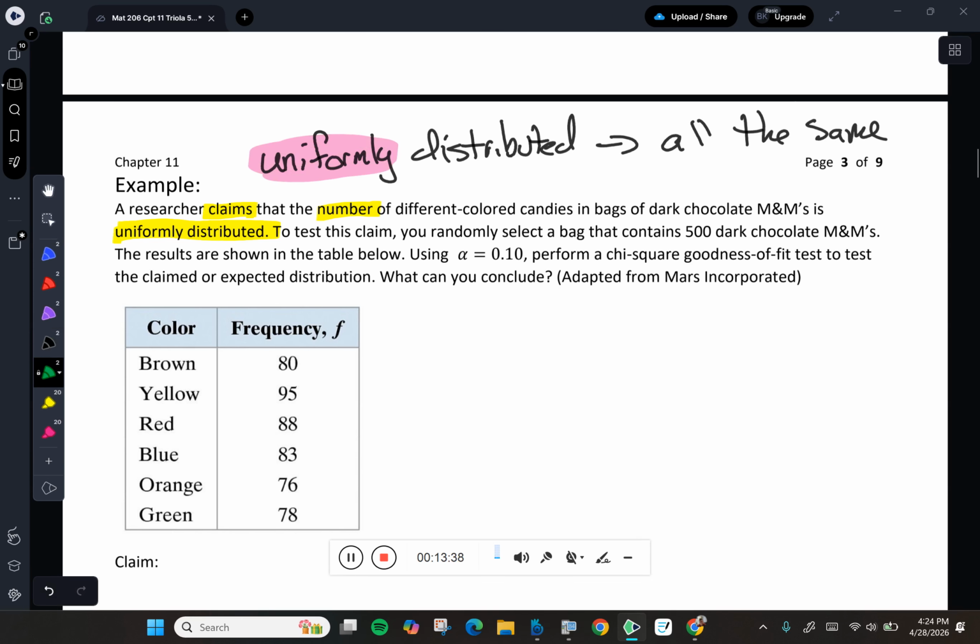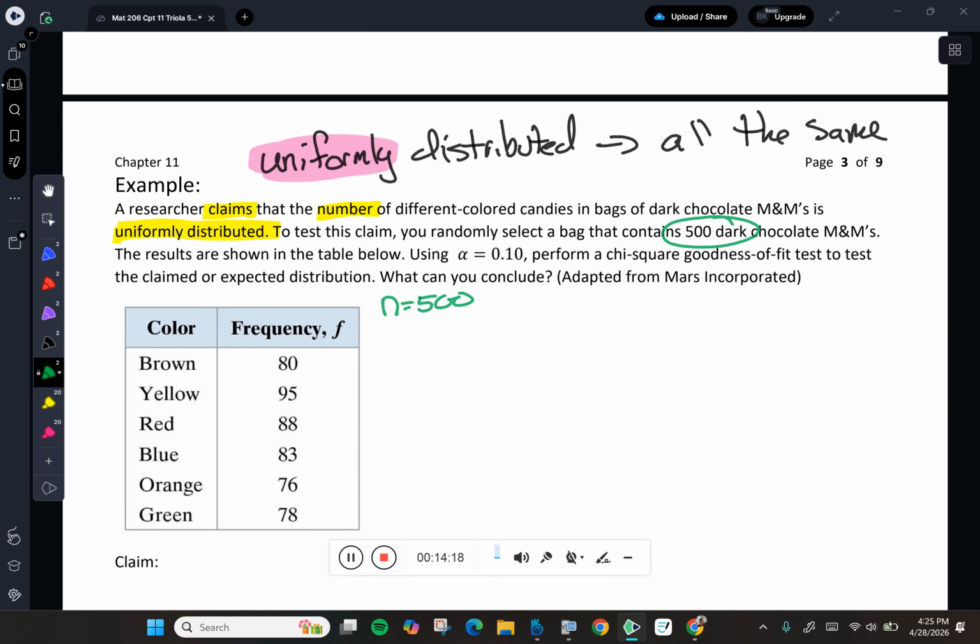Okay? All right, I'm going to keep reading now. To test this claim, you randomly select a bag that contains 500 dark chocolate M&M candies. That means our N, the total number of trials of the experiment, is going to be 500. So I know you're thinking, wait, what's the experiment here? The experiment is, what's the color of a candy? And how many candies did we test? We tested 500 candies. Okay. Results are in the table below. At a significance level of 0.1, perform a chi-square goodness of fit test to test the claimed or expected distribution.